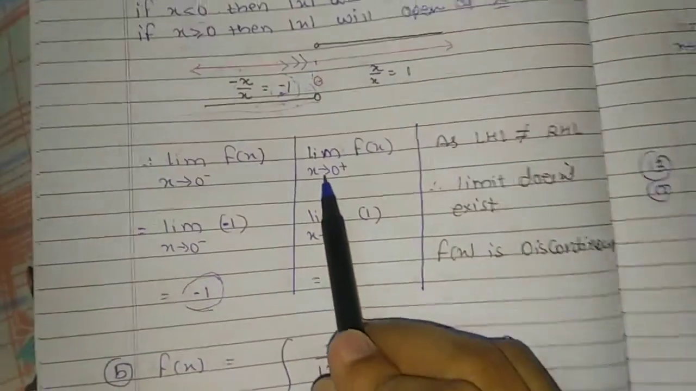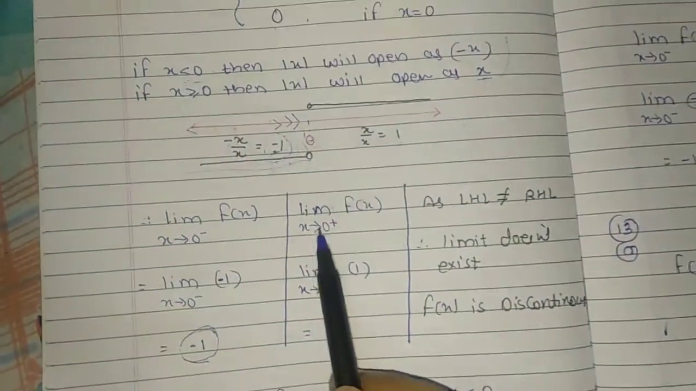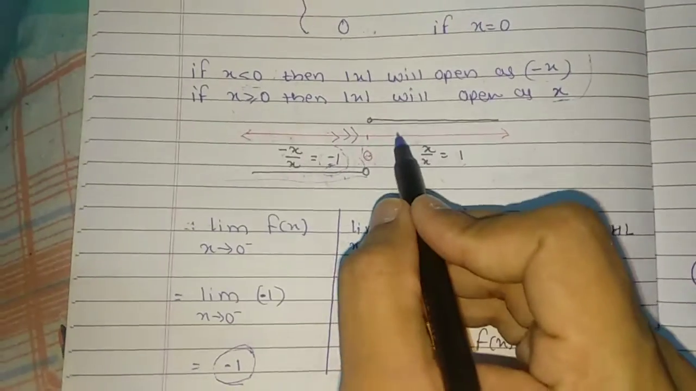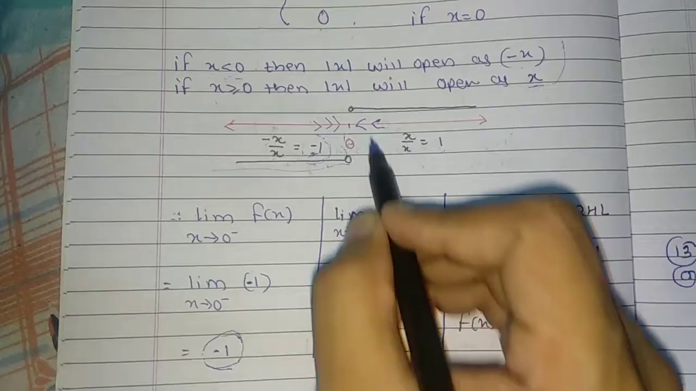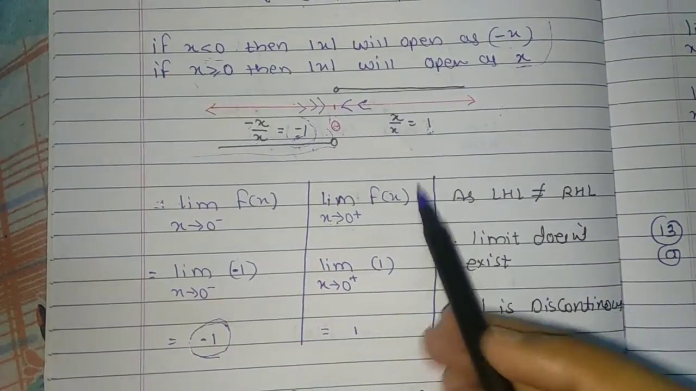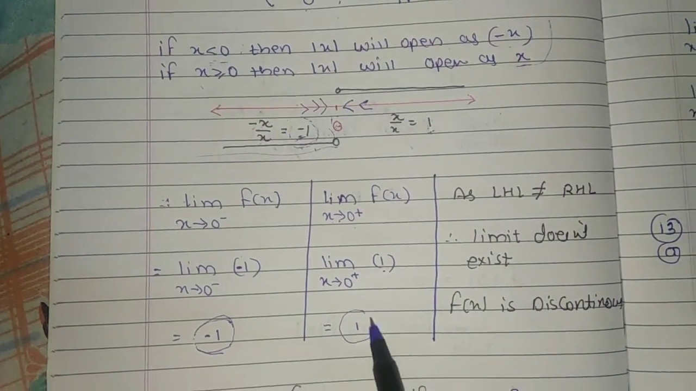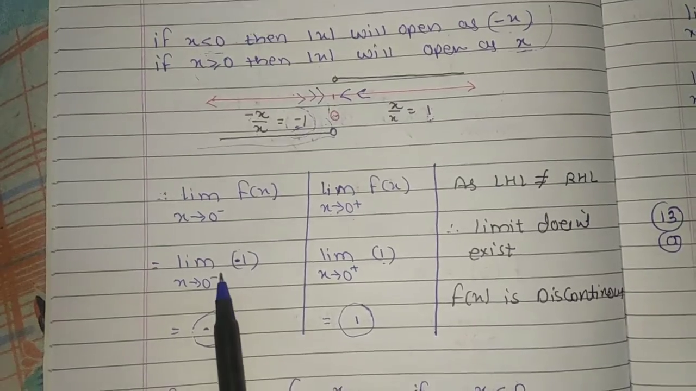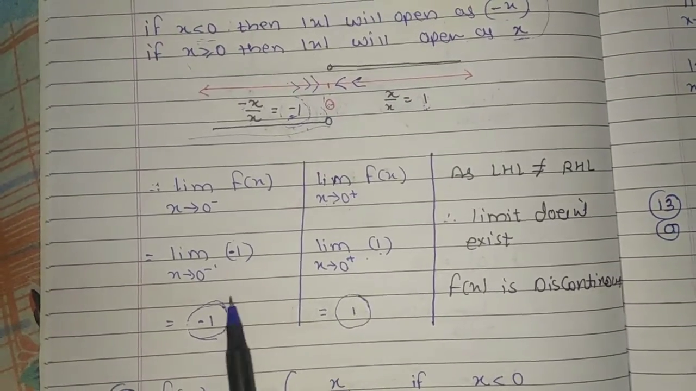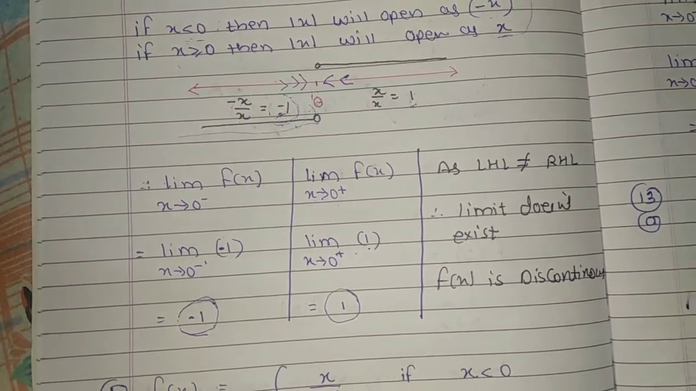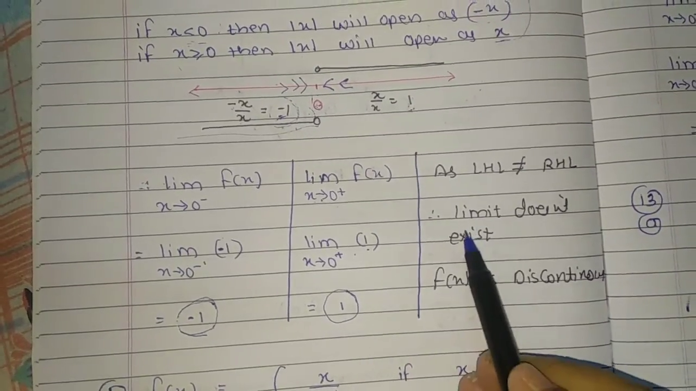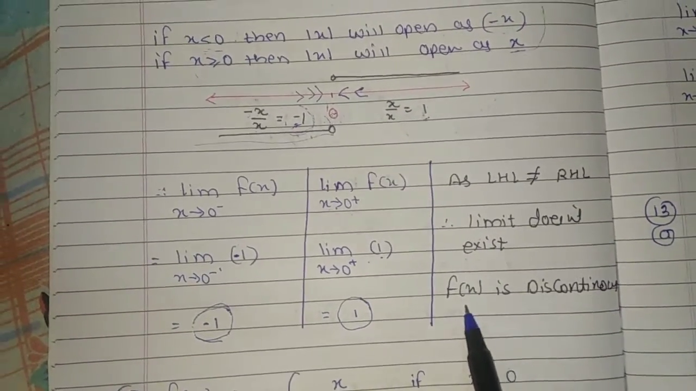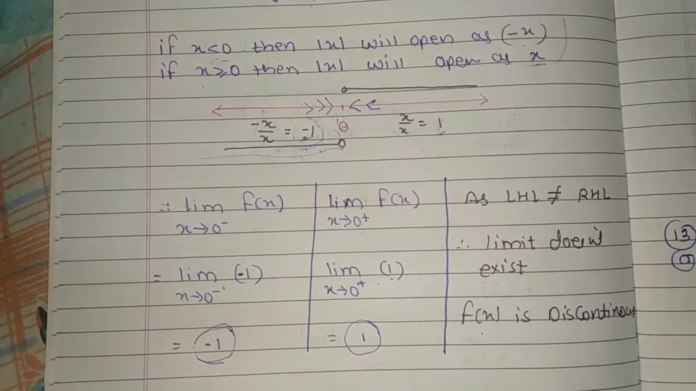And from the right hand side, if x tends to 0, we can see that we get the function as 1. So the right hand limit is 1. Now clearly it shows that the left hand limit and the right hand limit are not equal to each other, hence the limit does not exist and the function is discontinuous over here.